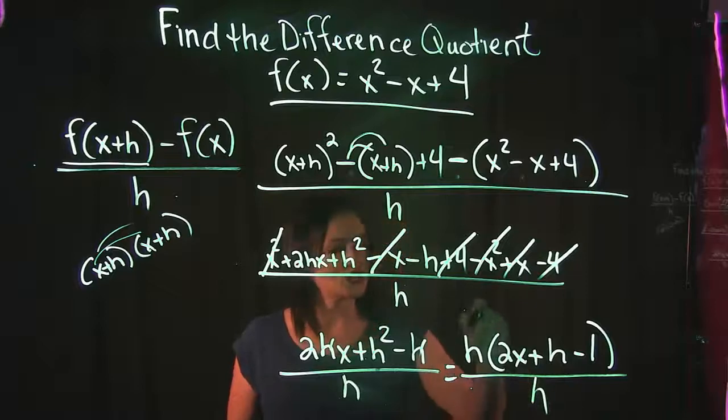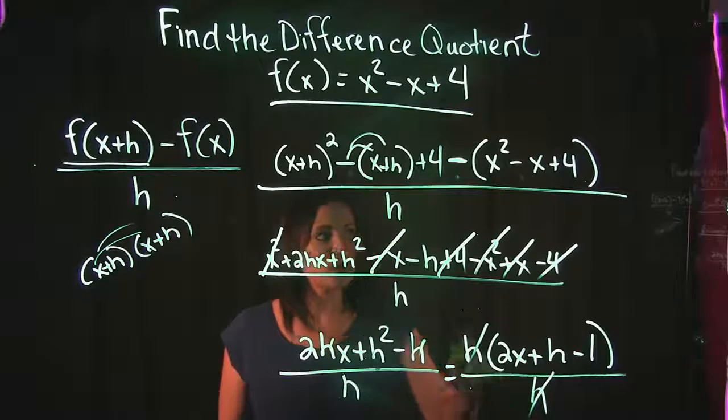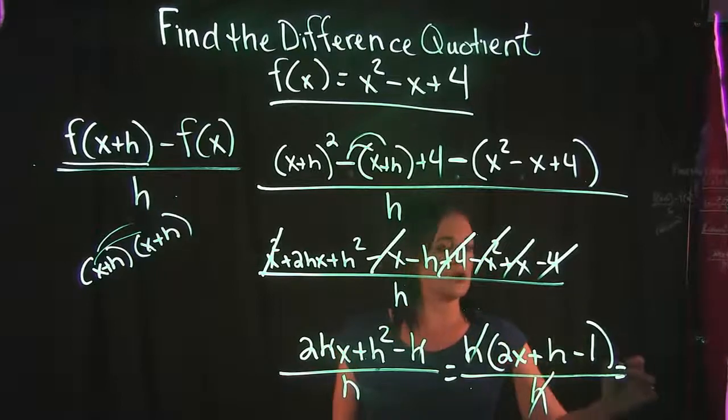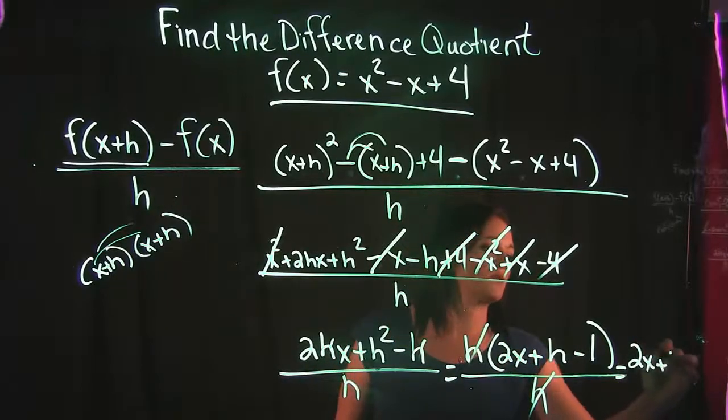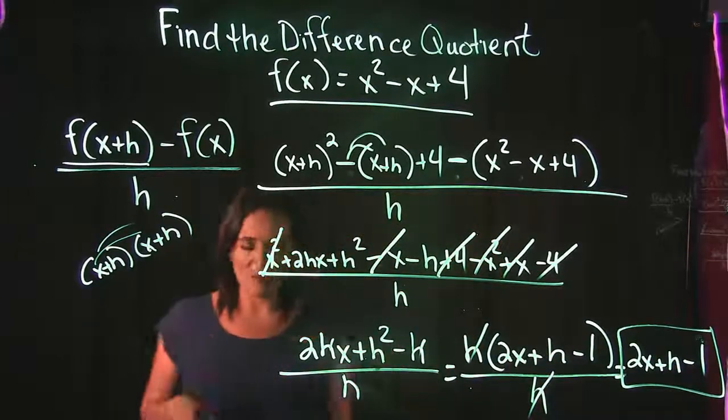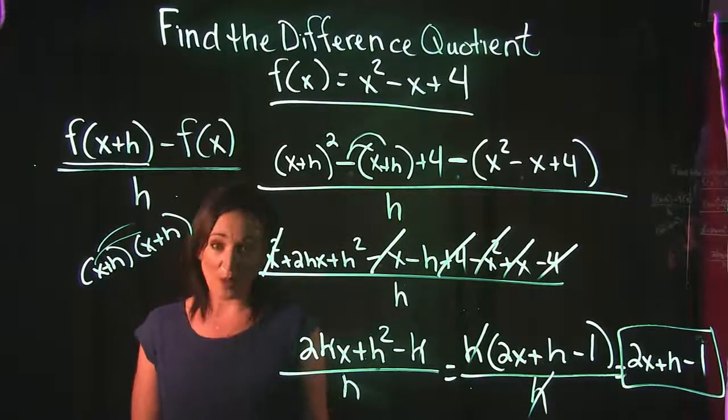Right, so that h that I factored is going to cancel with the h in the denominator, leaving me with this bit here in the numerator, the 2x plus h minus 1. And that would actually be my final answer for this problem.